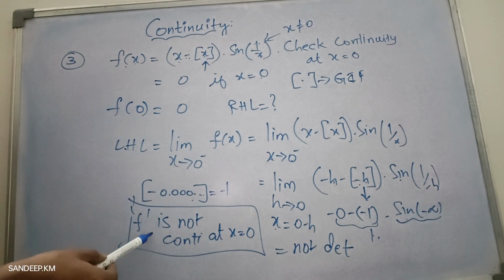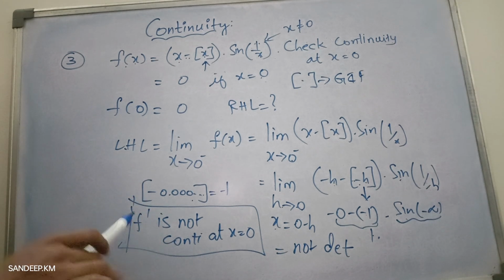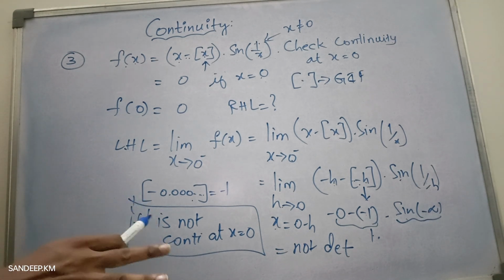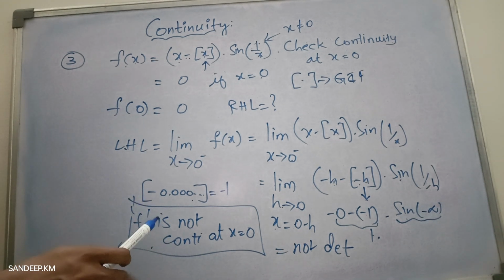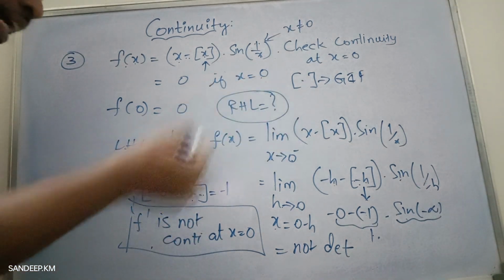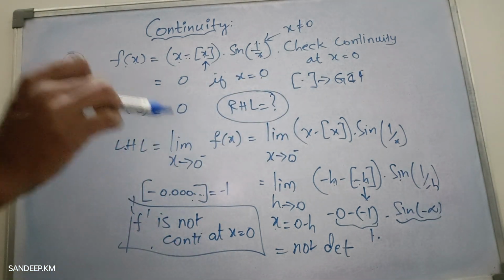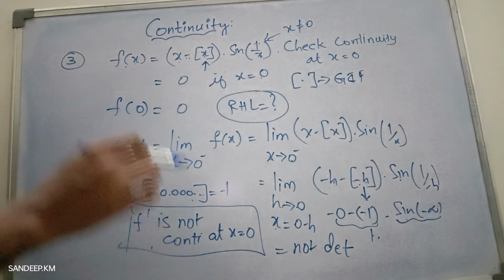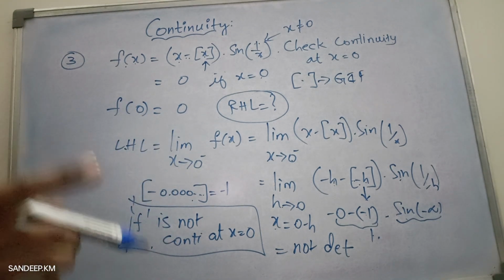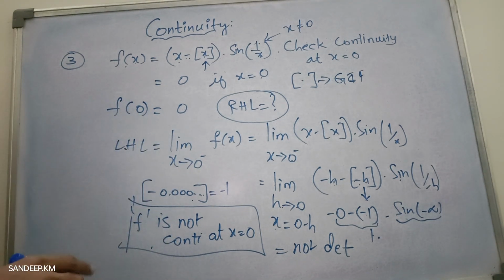Since LHL is not determined, the function is not continuous. This conclusion will not change. The function is not continuous. But what about RHL? I did not find the RHL. I want you to find RHL and let me know the answer in comment sections. Okay, it's important. You have to understand the subject. You have to understand the concept. Okay, fine. Let us go to the next question.